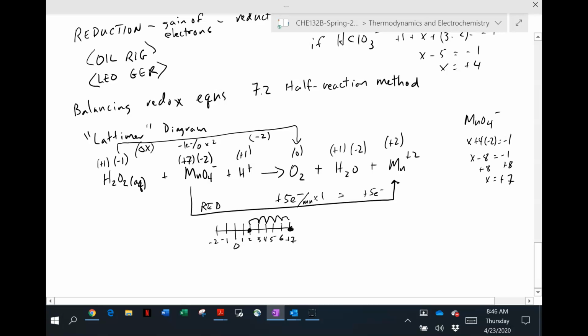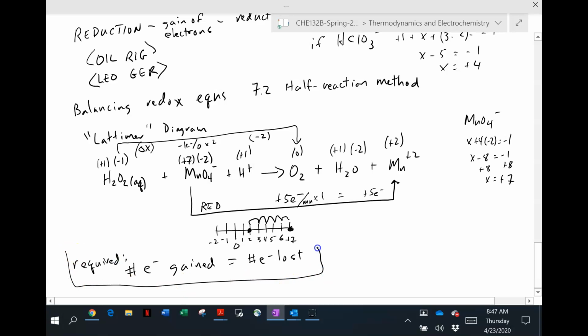We now know that we have an oxidation half reaction that is a 2 electron process and a reduction process that is a 5 electron process. What we need to do is apply coefficients to make the number of electrons gained and lost equal. So the number of electrons gained has got to be equal to the number of electrons lost. Okay, so that's required.